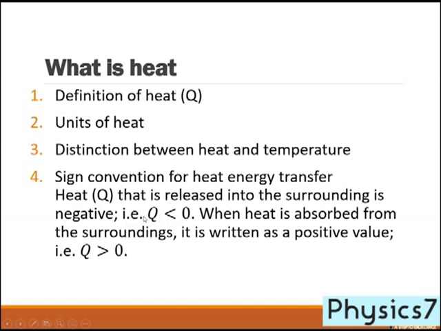So in other words, when Q is less than 0, we can say that heat is given out from the substance to the environment. And then when heat is absorbed from the surrounding, we can refer to this in such a way by putting a positive sign in front of the value for Q. And that tells you that the substance is taking heat energy from the environment. And we'll have a look at what this means in terms of practical examples.